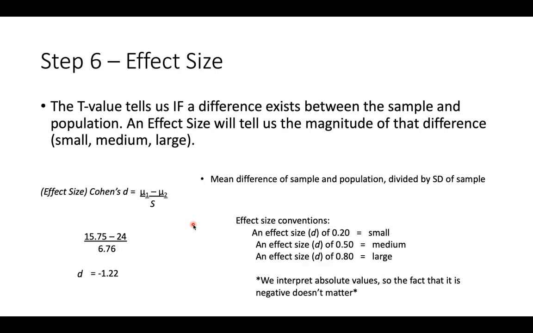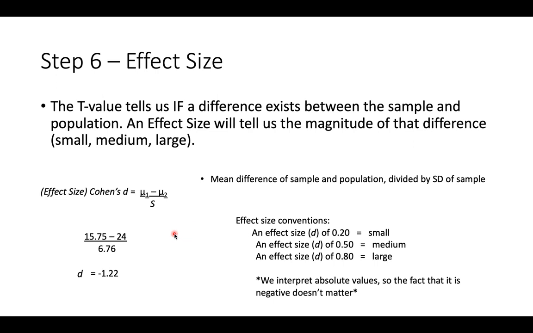Now, we're going to add one more thing to this, and that's called an effect size. An effect size tells us if the difference between our sample and population is small, medium, or large. It tells us the size of the effect. A t-test and our t-value tells us if there's a difference between the sample and population. But an effect size tells us the magnitude of that difference. Is that significant difference a small, medium, or large significant difference?